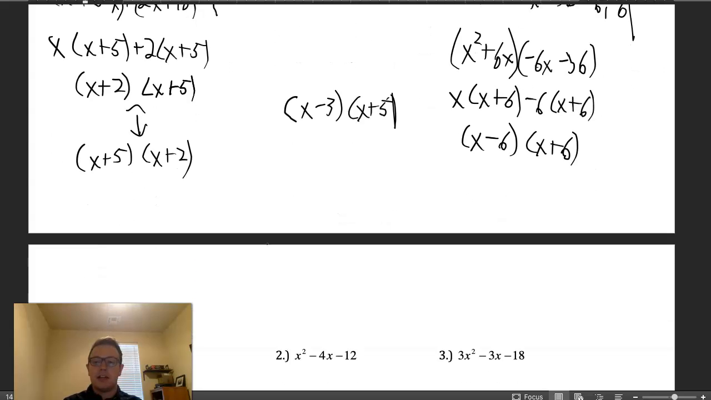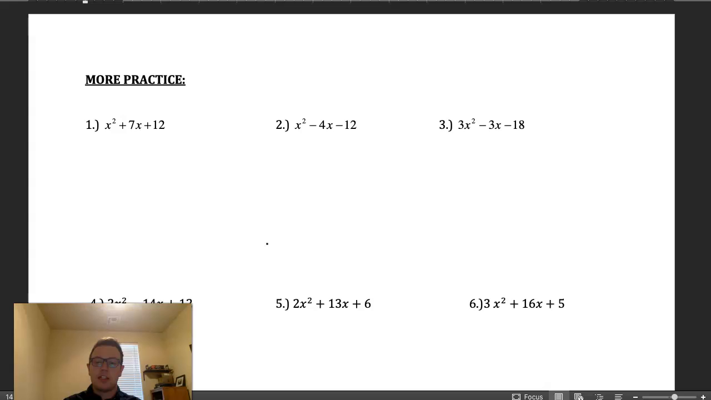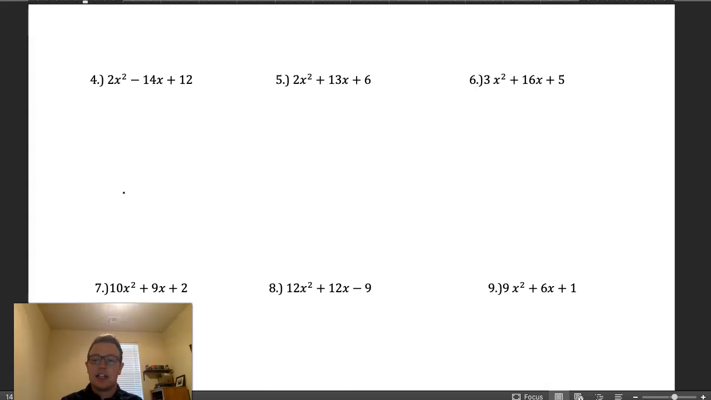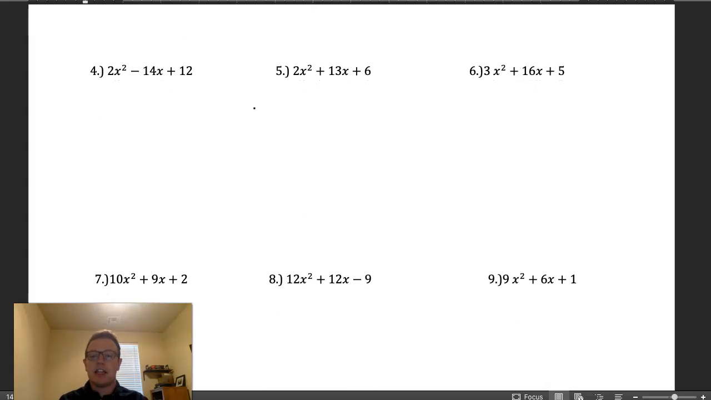All right, we have some extra practice problems here. Let's make sure we understand how to do a couple with values for a. So I'll do 4 and then we'll have you do 5. For this one, we're looking for factors of a times c, or 24, that add up to minus 14. So we're looking for factors of negative 24 that add up to minus 14.